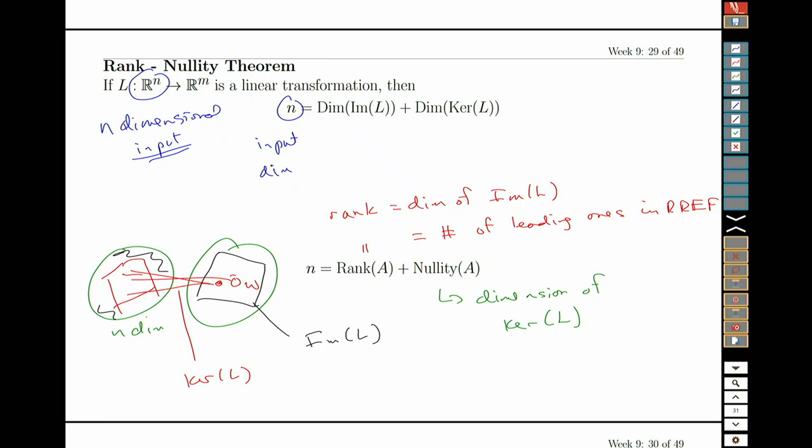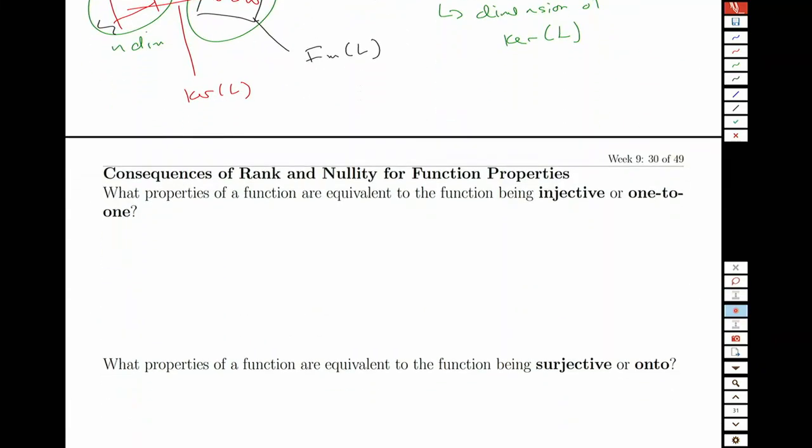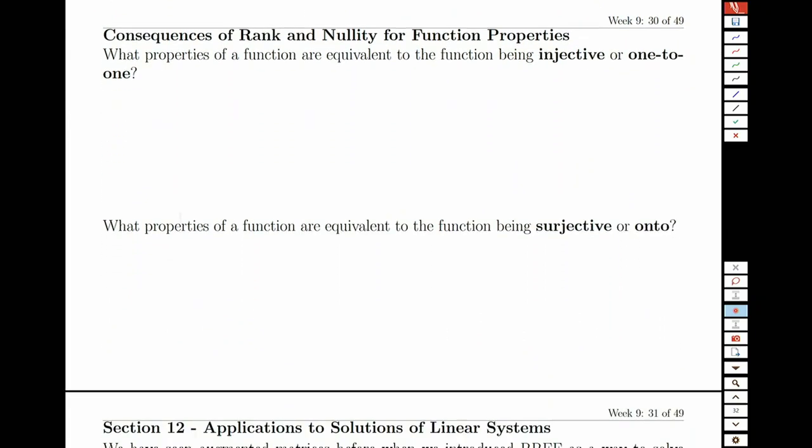Alrighty, let's do one sort of consequence of this, several consequences of this.